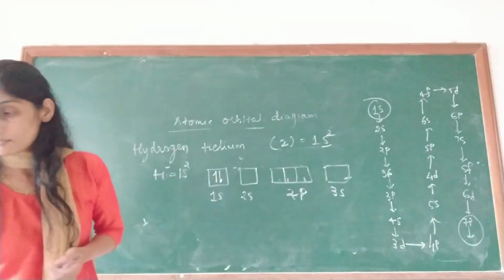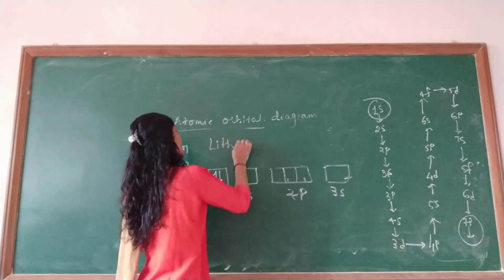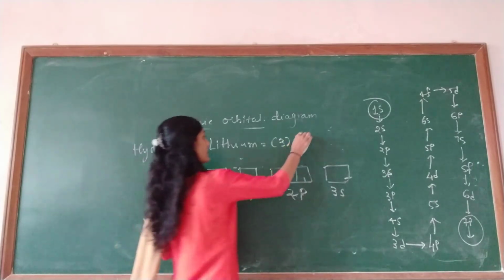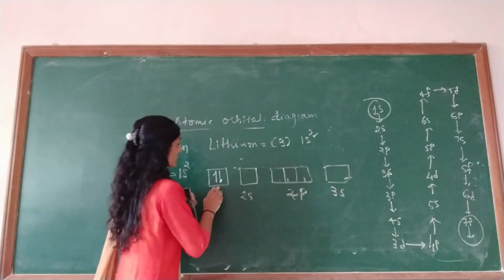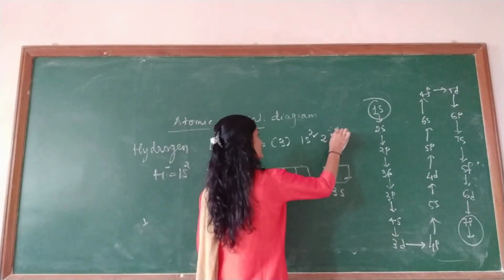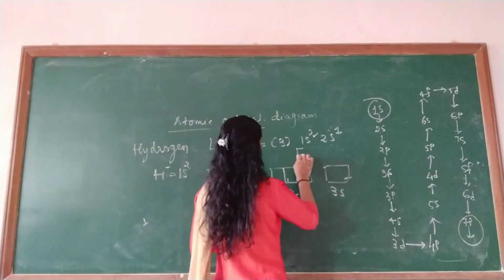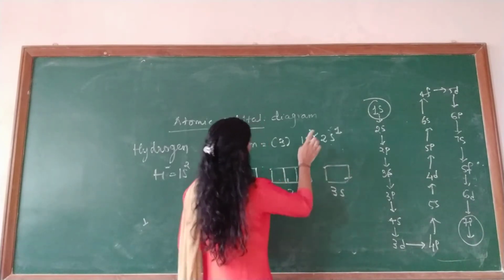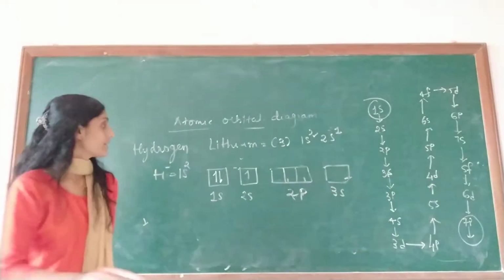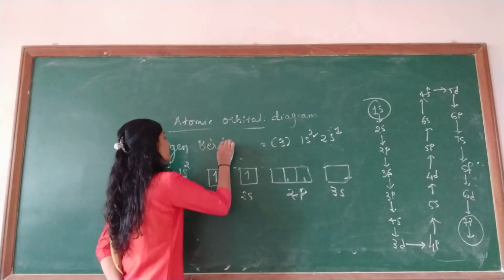After helium, lithium. Lithium has 3 electrons. Now I have 1s2, and the remaining one electron will go to 2s, so 1s2 2s1. Instead of writing this, you can also write it in shorthand, using helium, because helium is a noble gas. After lithium, what do we have? Beryllium.